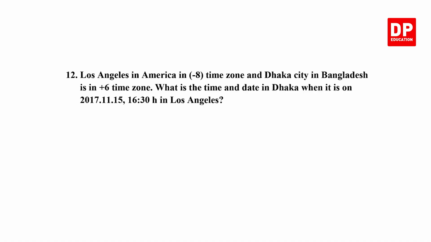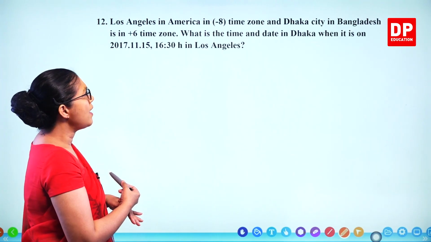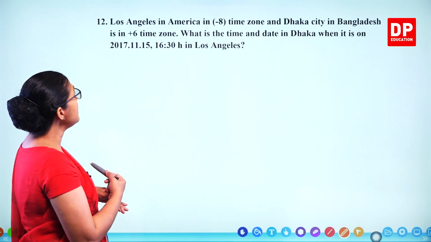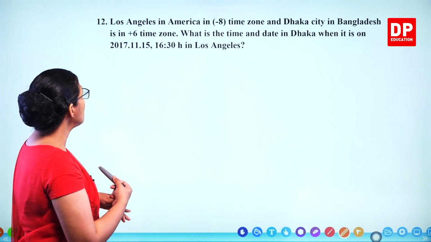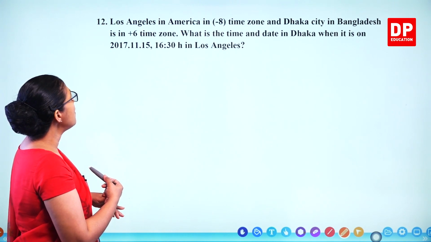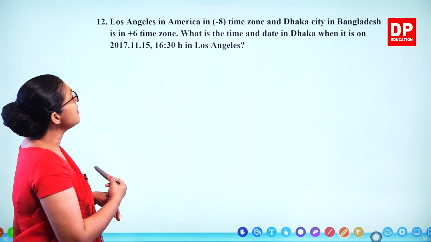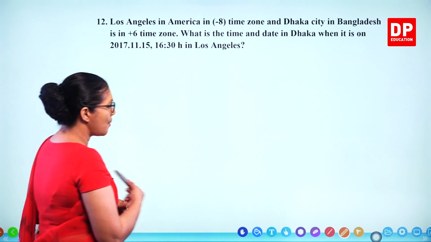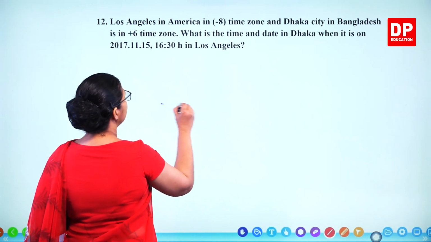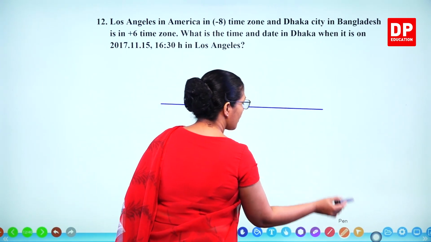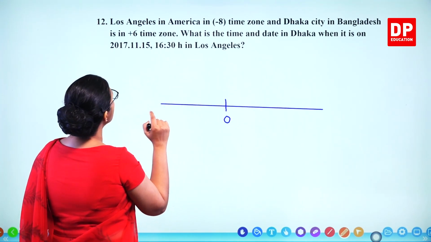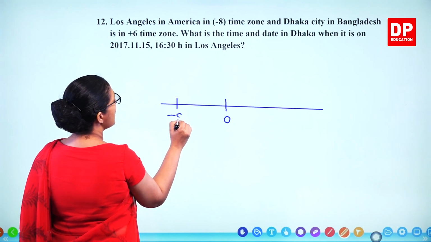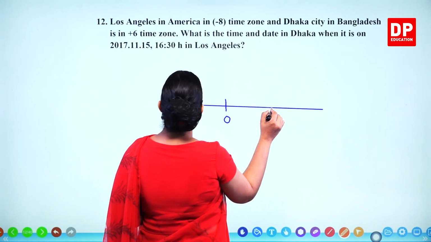Question number 12. Los Angeles in America is in -8 time zone and Dhaka city in Bangladesh is in +6 time zone. What is the time and date in Dhaka when it is 2017, 11, 15, 16:30 hours in Los Angeles? So let's draw the 0. 0 is the Greenwich time, and Los Angeles time zone is -8 and Dhaka +6.